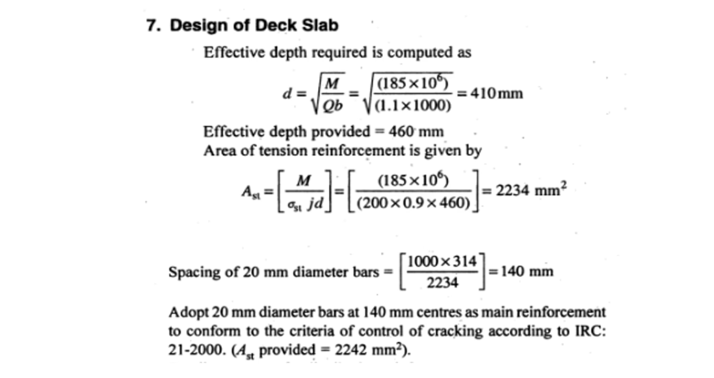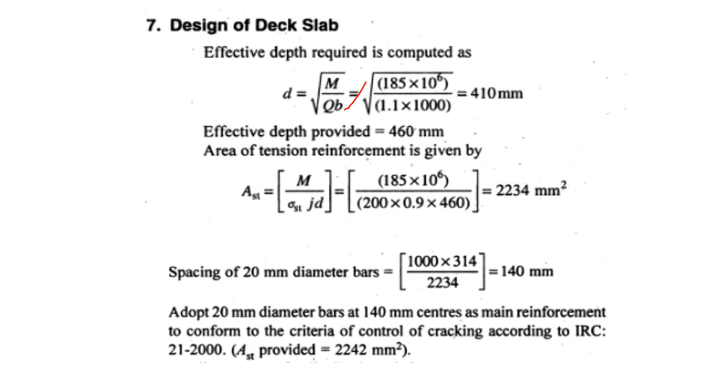The effective depth of the slab is computed. We have already assumed the overall depth of this deck slab as 500 mm. So we have calculated what effective depth is required. Effective depth d is equal to the square root of M divided by Q into b. So Q is the moment of resistance coefficient. As these things we already learned in design of reinforced concrete elements, we did not discuss more on this.